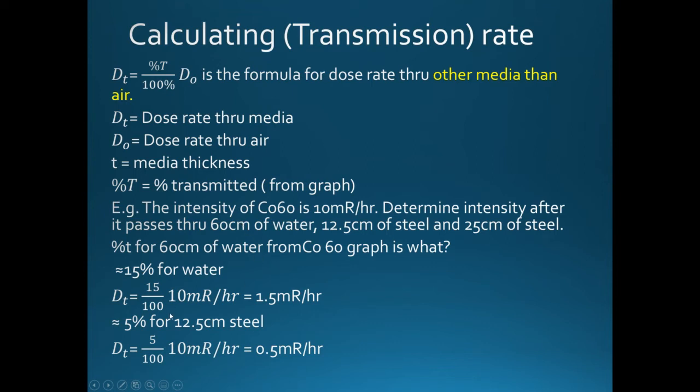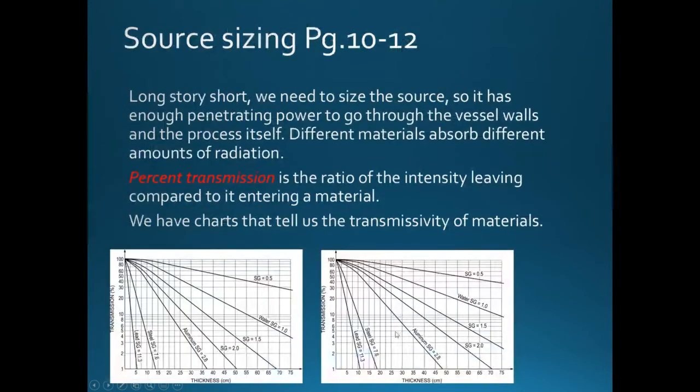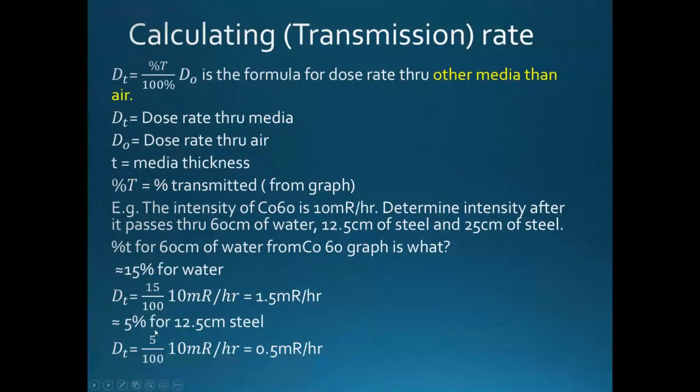Now, doing the same thing for 12 and a half centimeters of steel. Let's go find 12 and a half centimeters, right about there, and steel, right about there, and we go across, and it's 5% transmissivity. So we plunk our magic number in there, 5 over 100 times 10 is 0.5 millimolecules per hour, sorry.